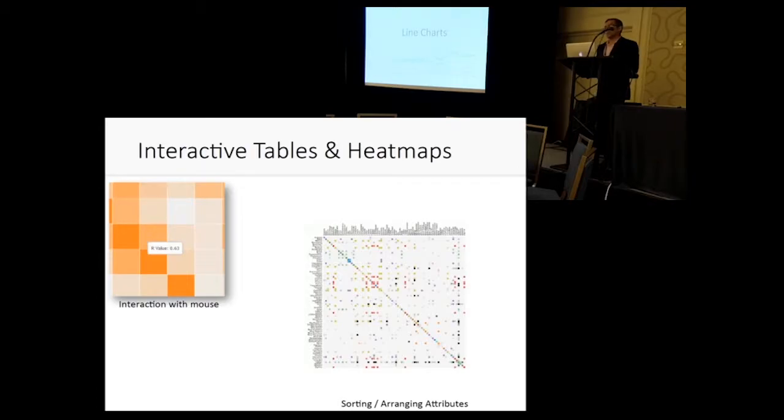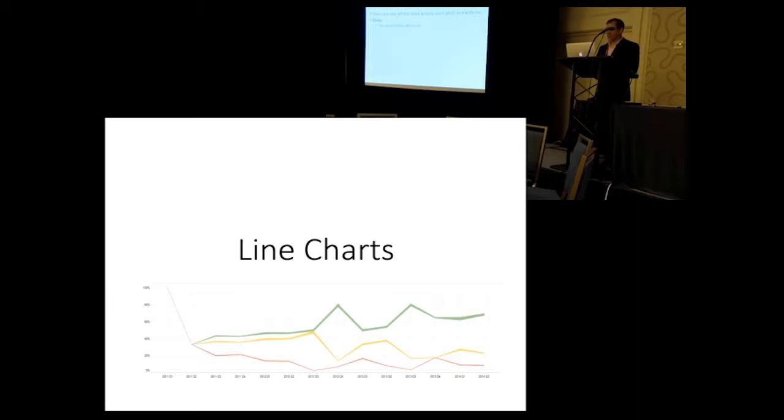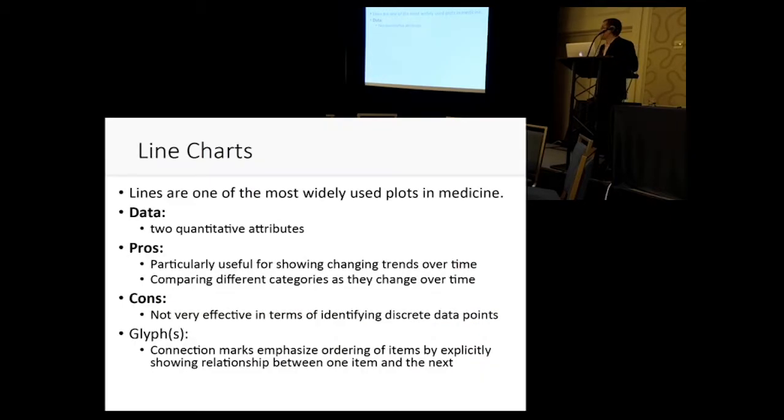Then line charts. Line charts is basically one of the most widely used plots in medicine. What is the data? Basically two quantitative attributes. We have X, time, and we have Y, a specific value. So that's the basics of line plots. It's good because it's great to show trends. And we all know this.